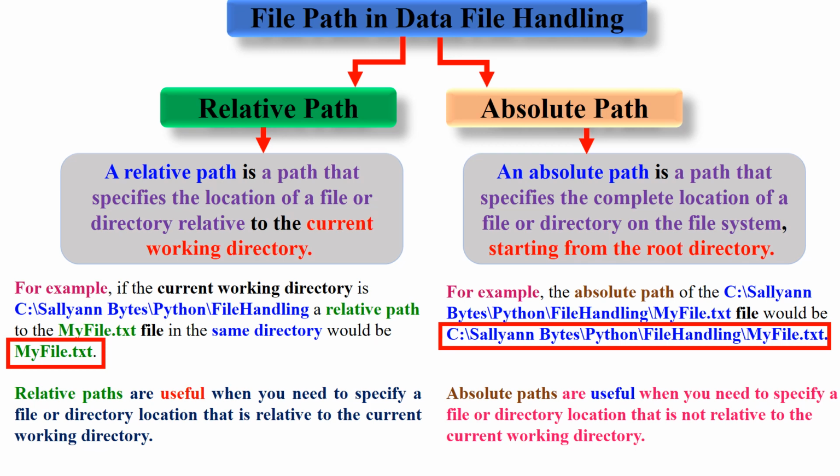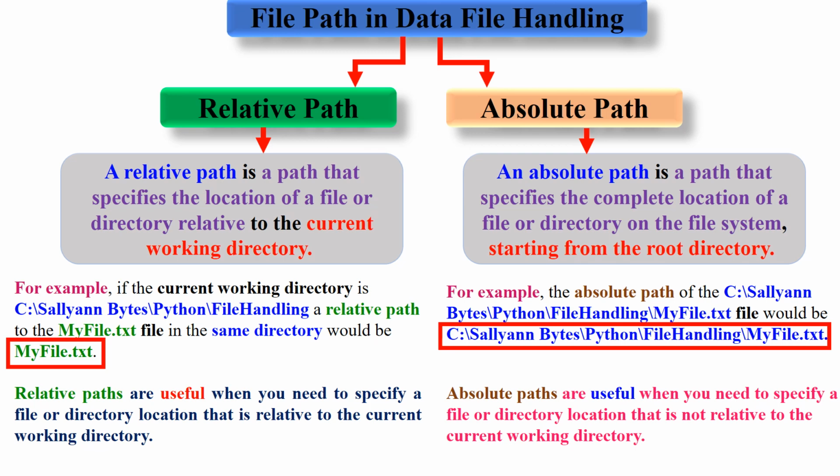File paths in data file handling can be either a relative path or an absolute path. A relative path is a path that specifies the location of a file or directory relative to the current working directory. For example, if the current working directory is c:/sallyandbytes/python/filehandling, a relative path to the myfile.txt file in the same directory would be myfile.txt. Relative paths are useful when you need to specify a file or directory location that is relative to the current working directory. Now, we will see about absolute path.